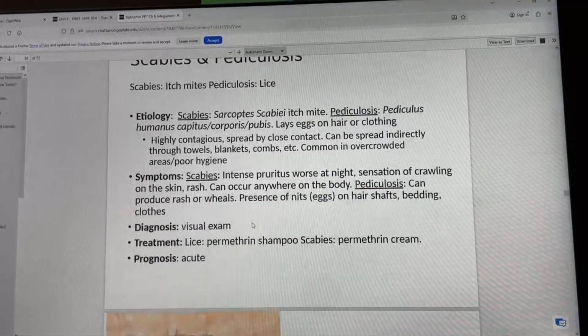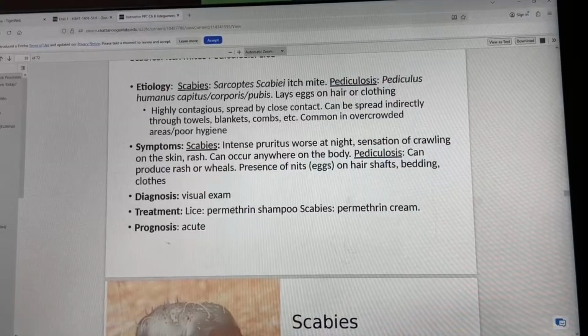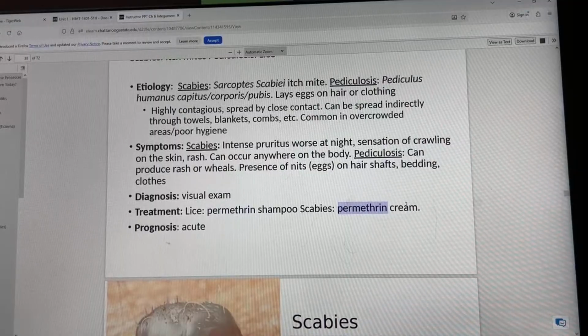Oh wait, I didn't go over treatment. So for lice, there's a special shampoo you have to use. It actually kills the eggs and the lice. It's called permethrin. And there's the same thing for scabies too. It's just permethrin, but it's a cream, right? So you'll put the cream all over your body versus the shampoo in your hair. Okay.